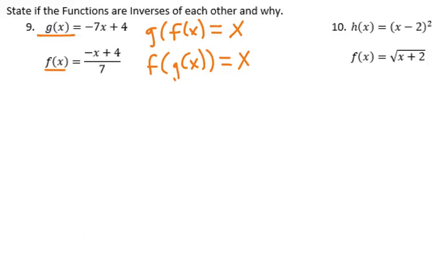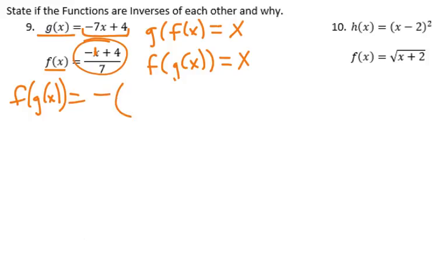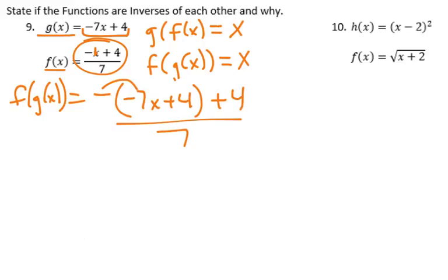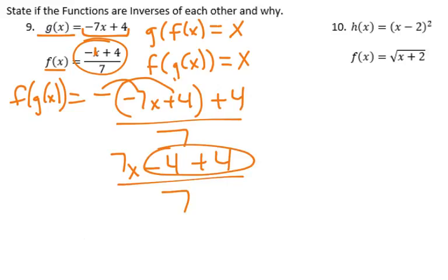So this time, we'll take f of g of x. So we start out with our function f. So I'm going to go negative. Inside the x, we put the whole thing, negative 7x plus 4 over 7. Distribute that negative through, gives a positive 7x minus 4 plus 4 over 7. Minus 4 plus 4 gives us 0. 7x over 7 gives us x.